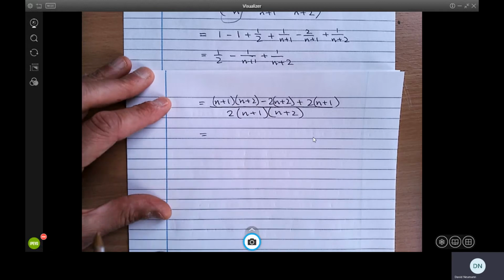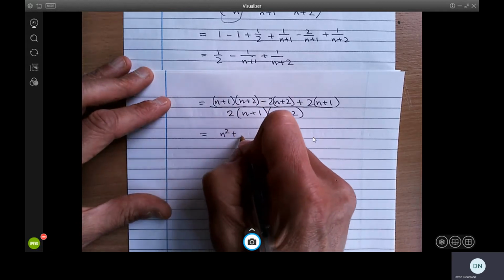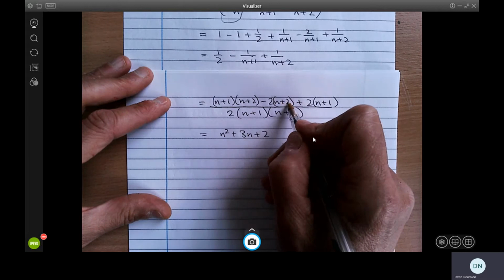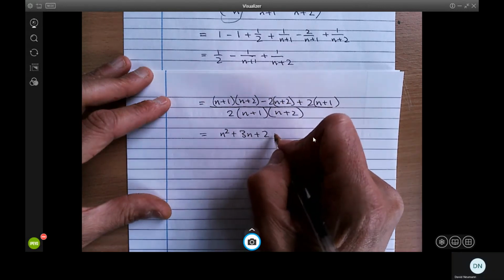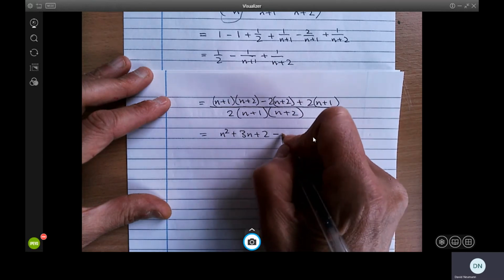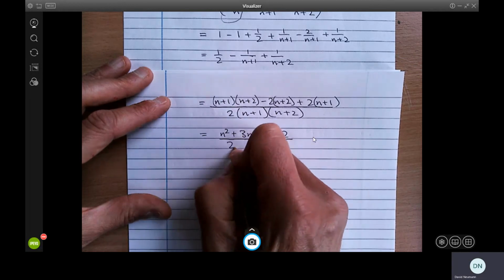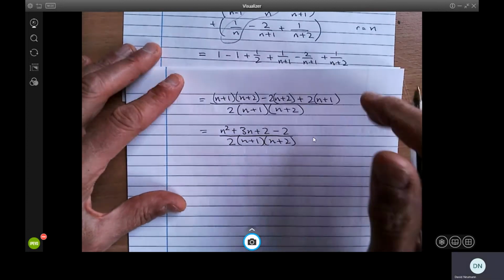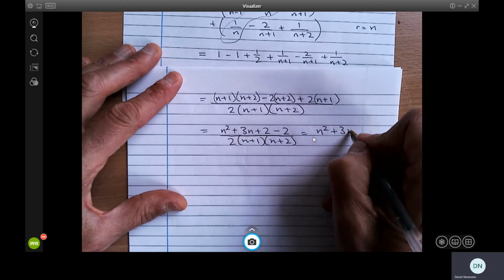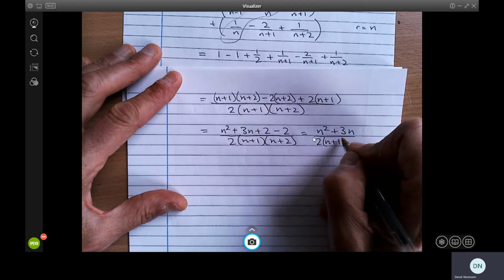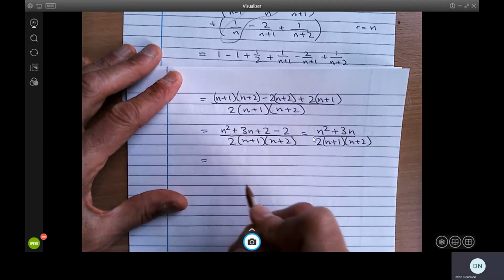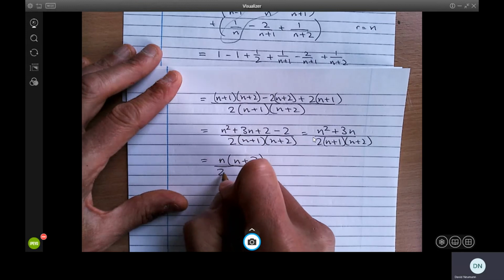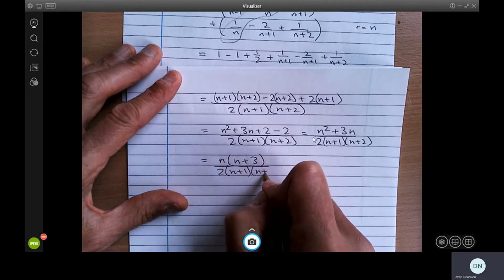which is equal to n squared plus 3n plus 2, minus 2n plus 2n, those cancel, minus 4 plus 2, so that's minus 4 plus 2, that's minus 2, all over 2 n plus 1 n plus 2, which is n squared plus 3n over 2 n plus 1 n plus 2, and that is n plus 3 over 2 n plus 1 n plus 2.